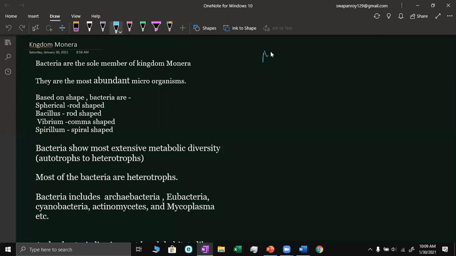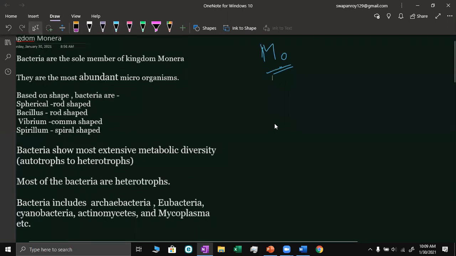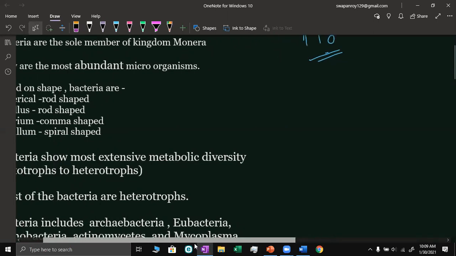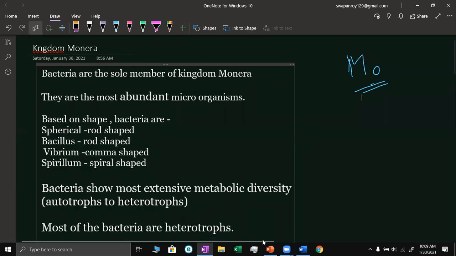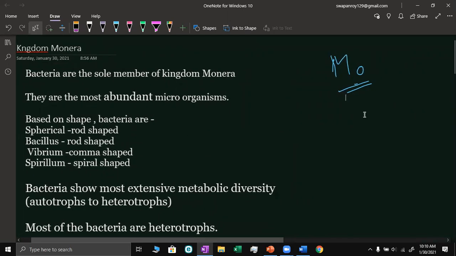This is Monera. That classification of organisms we have started. In the previous class we had general characteristics and discussion. Now we will one by one see the details of each kingdom, and we'll also solve the questions on that. See, this is our first kingdom, the kingdom Monera.